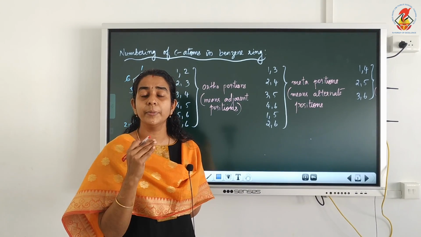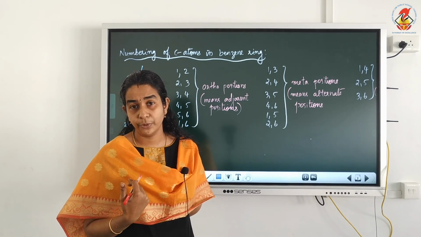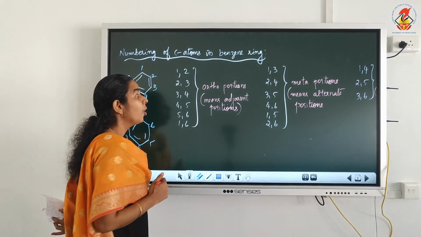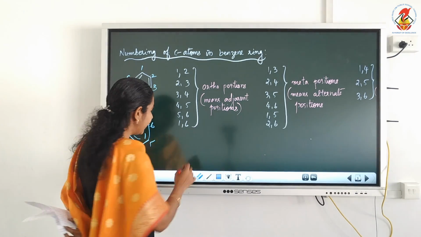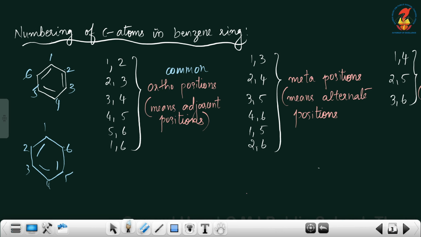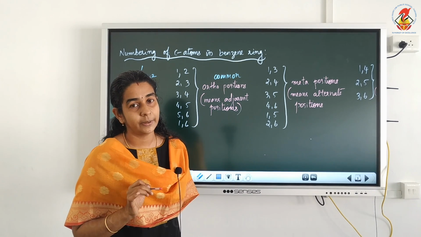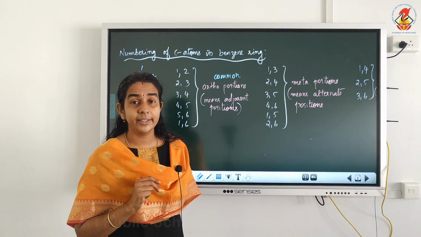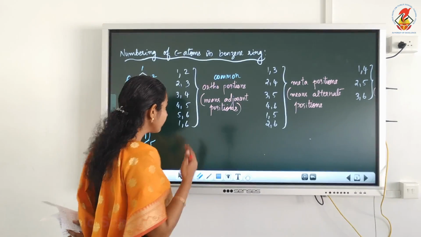So in IUPAC we will be using numbers like 1, 2, 3, 4, and these adjacent positions are called by the name ortho positions in common system. So ortho is a term that we use only in common system. So ortho means what? Adjacent positions are called by the name ortho position.